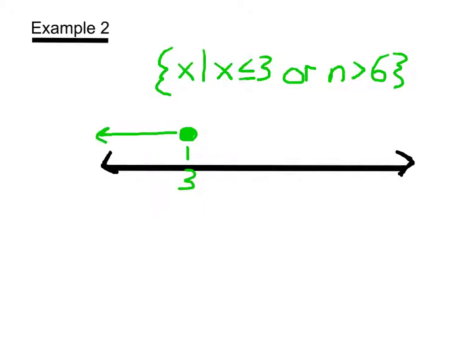Over here, I have n is greater than 6, so I'm going to draw a line at 6. And because it's only a greater than symbol, not a greater than or equal to, I'm going to draw an open circle and an arrow to the right. And this is an OR statement. It's really two intervals combined into one.